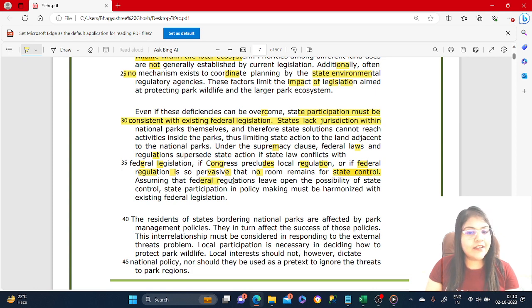Assuming that federal regulation leaves open the possibility of state participation. So now let's assume something. State participation must be harmonized with existing federal legislation. So this portion is representing the author's opinion more clearly, exactly what the author suggests could be a remedy. This might be of use in the questions.